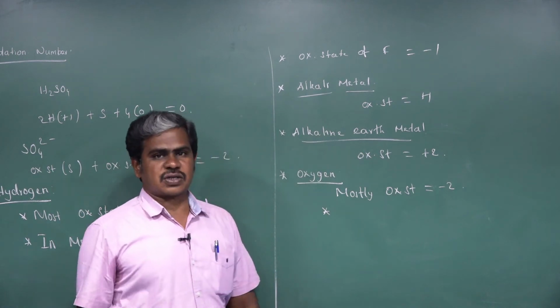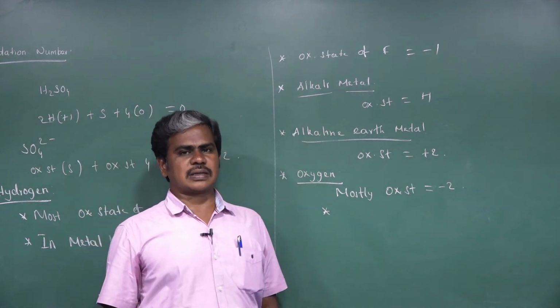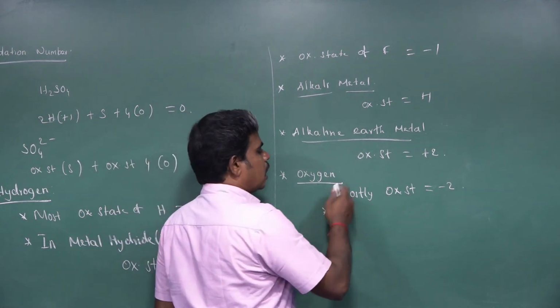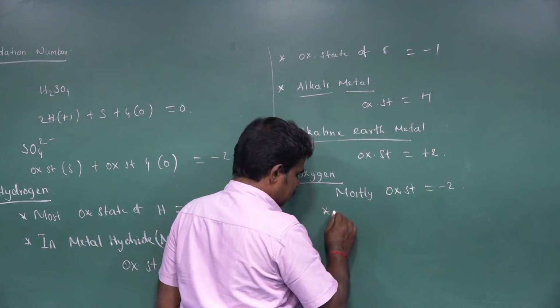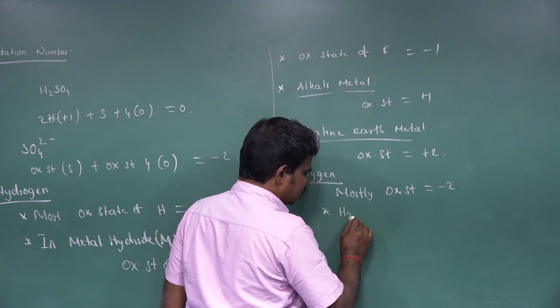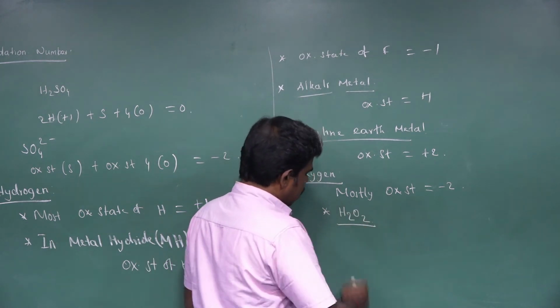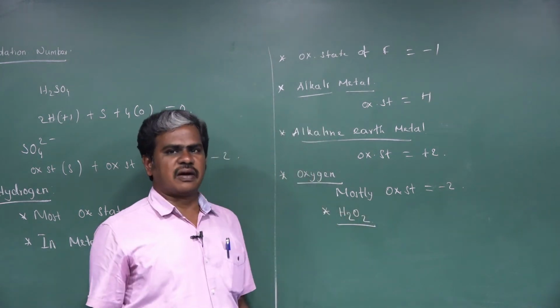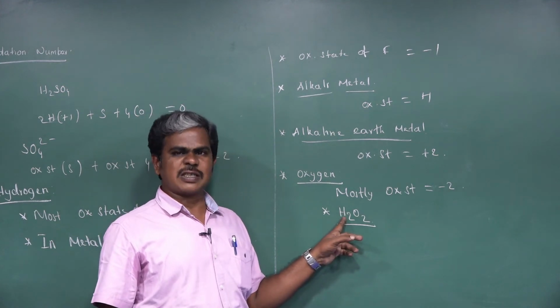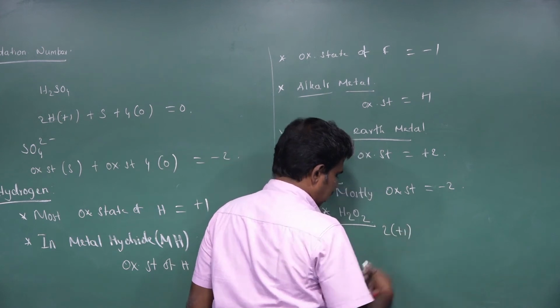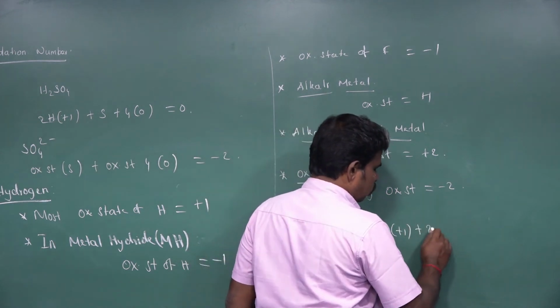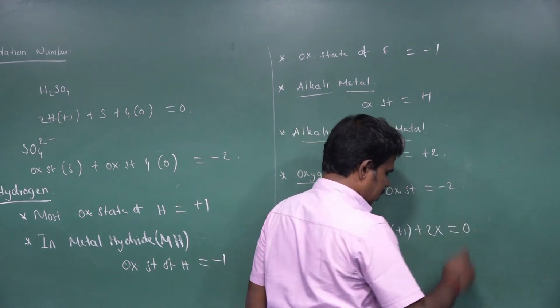Other than that, in peroxides, the oxidation state of oxygen is -1. Suppose we are taking hydrogen peroxide. You know that the oxidation state of hydrogen is always +1. So here, 2 into +1 plus 2x is equal to 0.